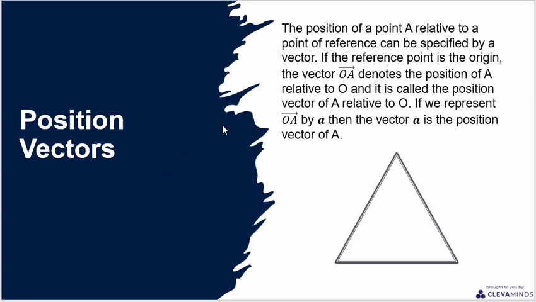The position of a point A relative to a point of reference can be specified by a vector. If the reference point is the origin, the vector OA denotes the position of A relative to O, and it is called the position vector of A relative to O. We represent vector OA by A, then the vector A is the position vector of A.